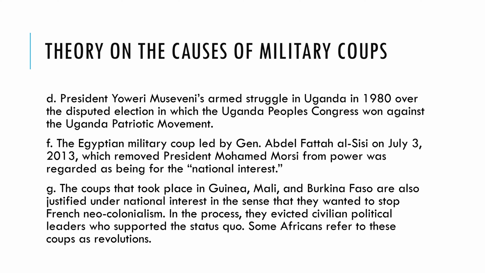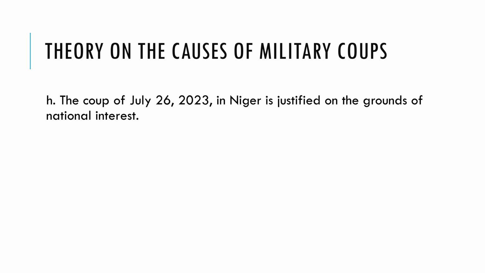G. The coups that took place in Guinea, Mali, and Burkina Faso are also justified under national interest in the sense that they wanted to stop French neocolonialism. In the process, they evicted civilian political leaders who supported the status quo. Some Africans refer to these coups as a revolution to initiate a new beginning for Africa. And H, the coup of July 26, 2023 in Niger is justified on the grounds of national interest.